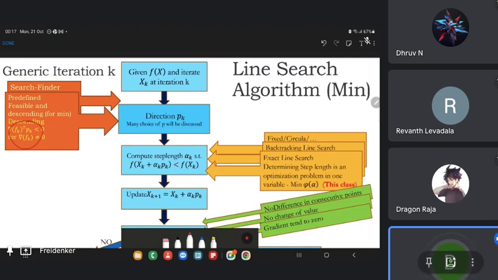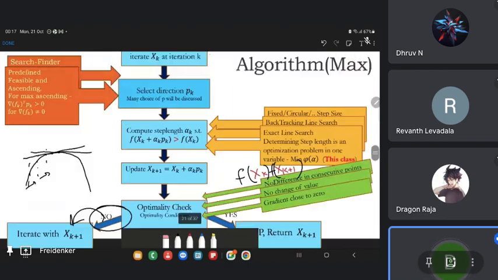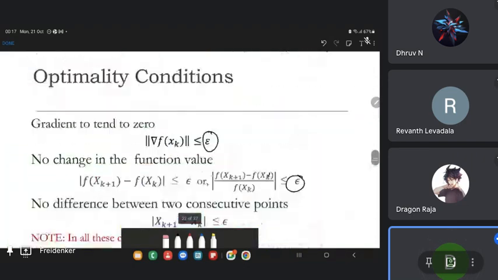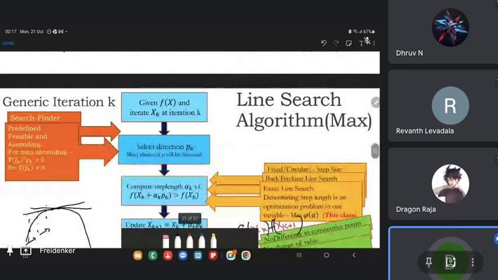Oh, I mean, we were doing minimum, no? Or was it maximum? What is this? Okay, this is maximum. This is minimum. So in maximum, whatever direction you take, if you take the dot product with the gradient, you'll get a positive number. For example, in gradient search, P is directly the gradient. So gradient dot gradient will give you a positive number.